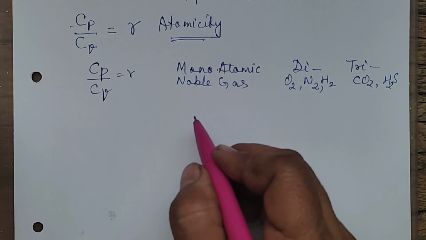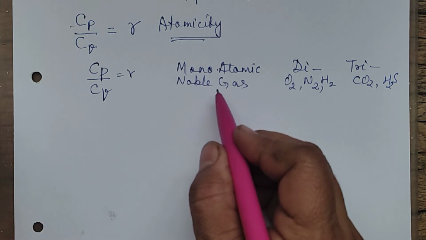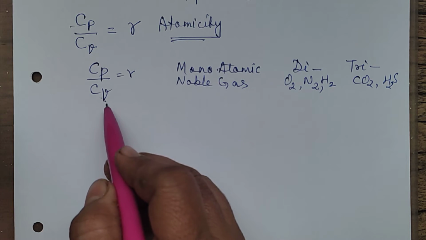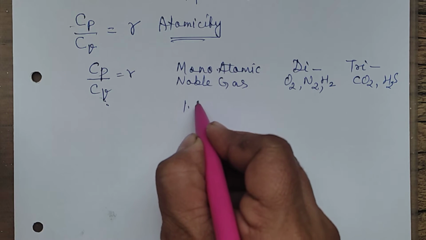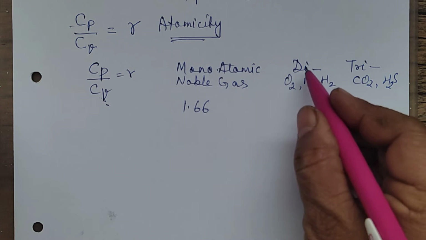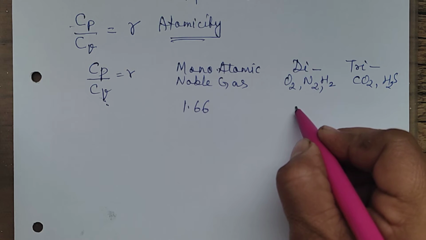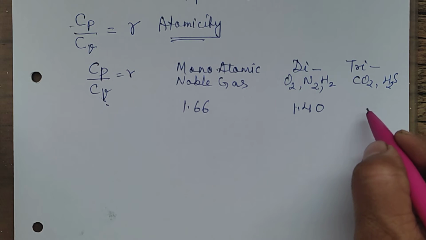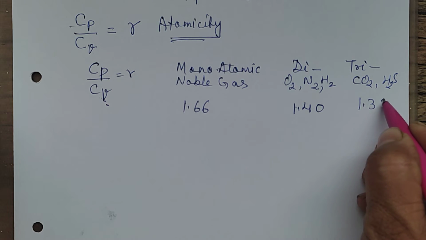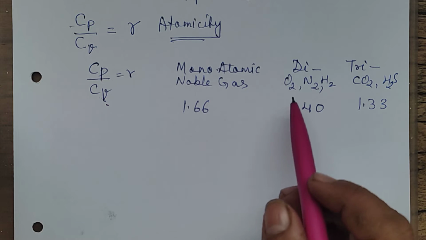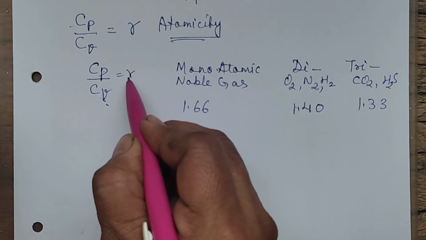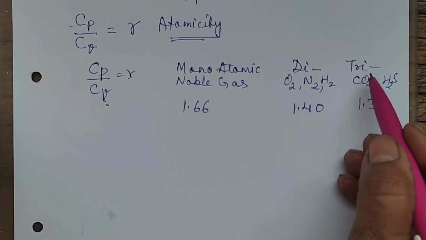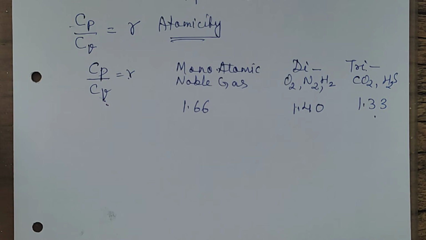Their values are known. For monoatomic gases, the Cp by Cv value is 1.66. For diatomic gas, it is 1.40. For triatomic gas, it is 1.33. So you can just remember that the gamma value decreases with atomicity. The more the atomicity, the lesser the gamma value, not the reverse.